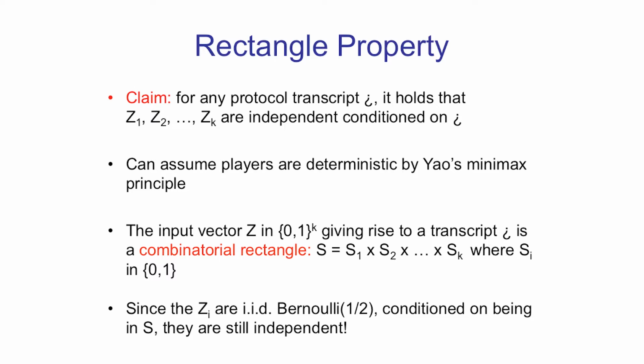Any questions? Okay, good. Yeah, so in fact, that's what will happen, right? Some of these Si will be fixed to 0 or 1, and the remaining will just be {0, 1}.